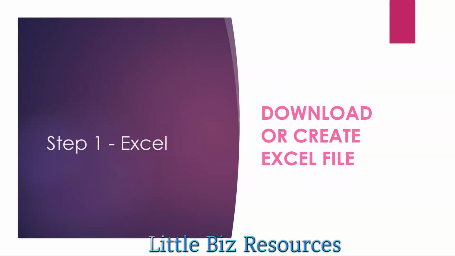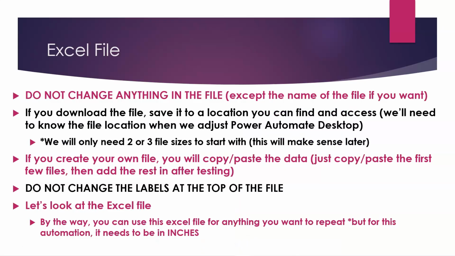So from here till the next section, we're going to have each step. Step 1, Excel. You need to download or create an Excel file. Do not change anything in the file. You can change the name if you want to, but there's a reason why I haven't named that. If you download the file from me, there'll be a link to a folder on Google Drive, and you can just select it from there, right?